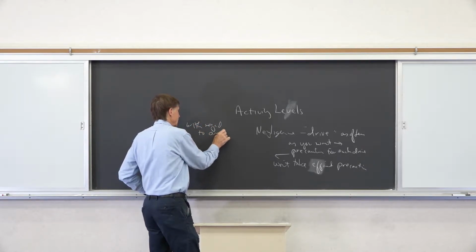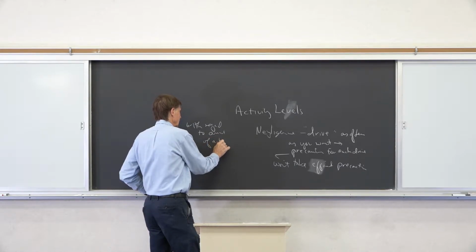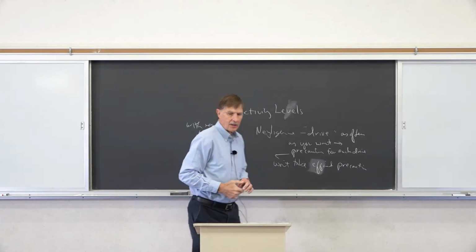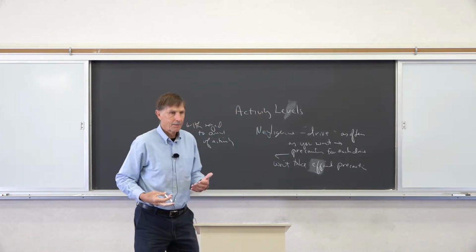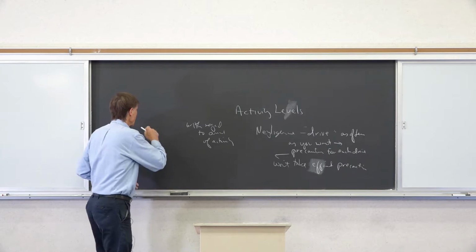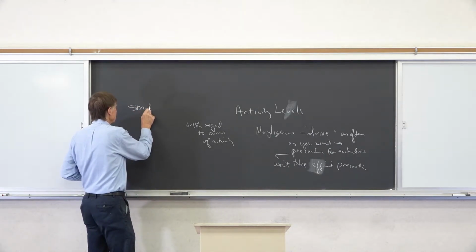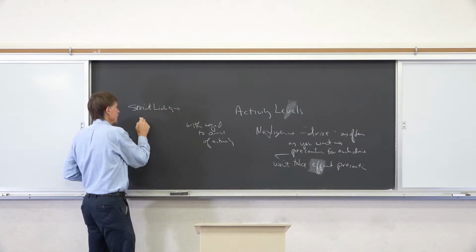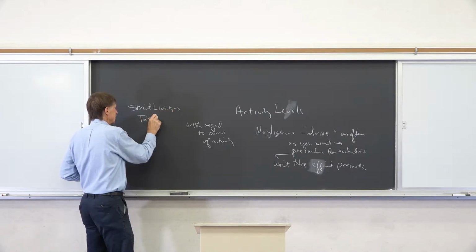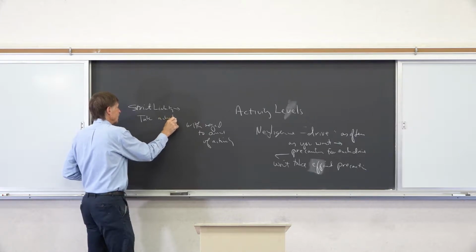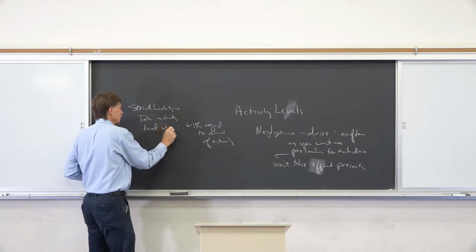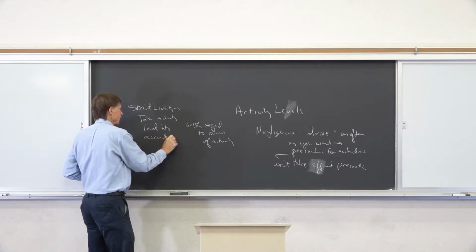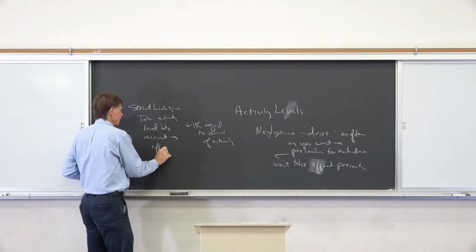To the amount of the activity, right? Now, if you have strict liability, then what will happen is you will take that into account, right? You'll take the activity level into account. You'll take efficient precaution.